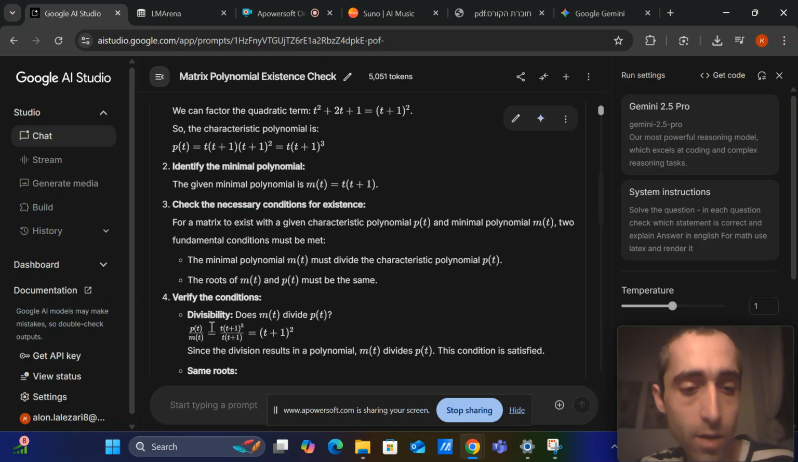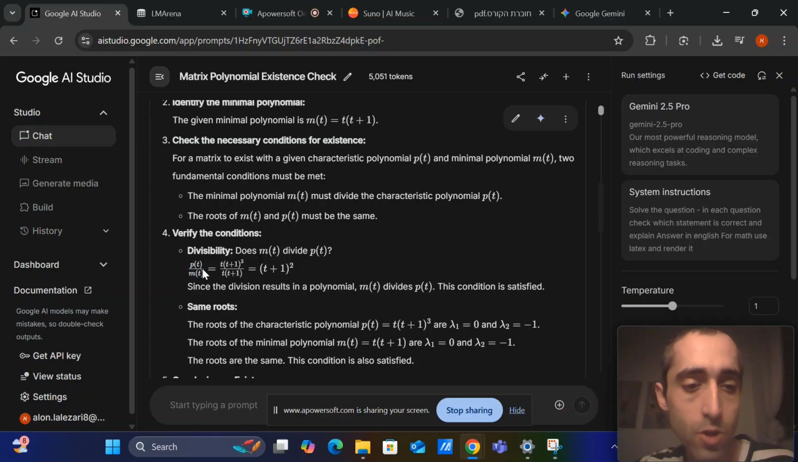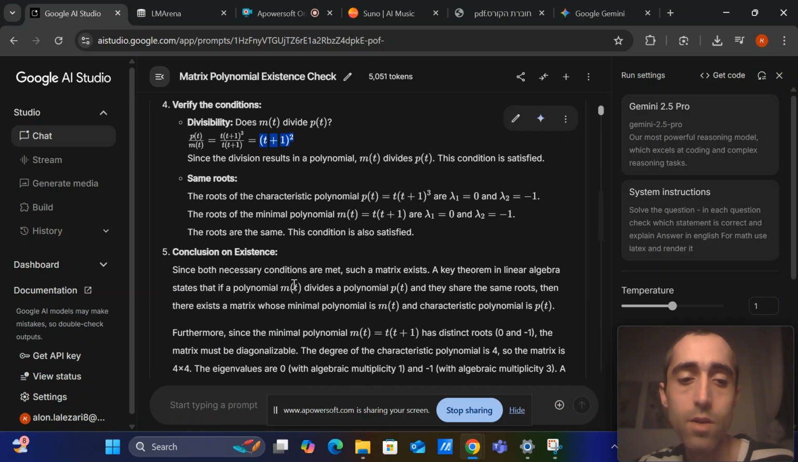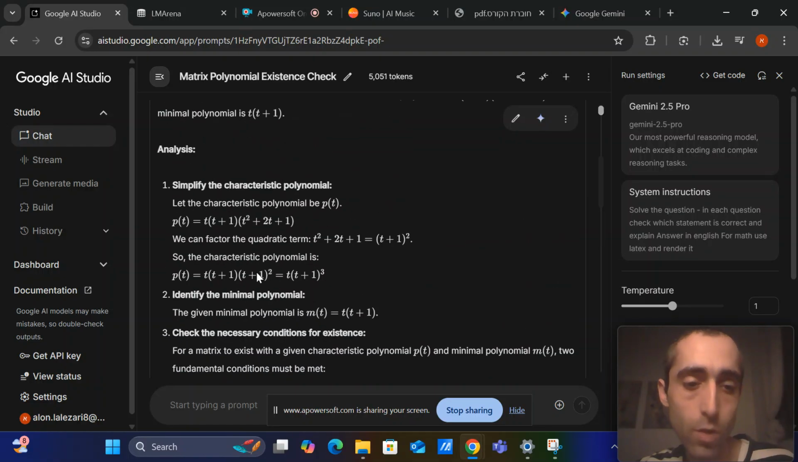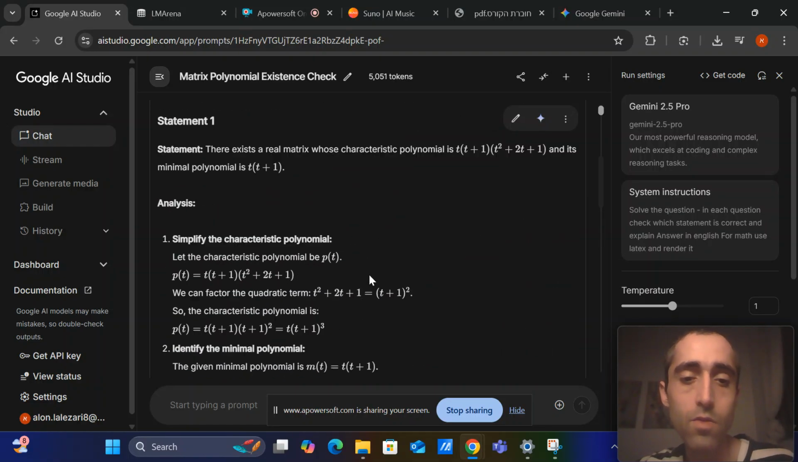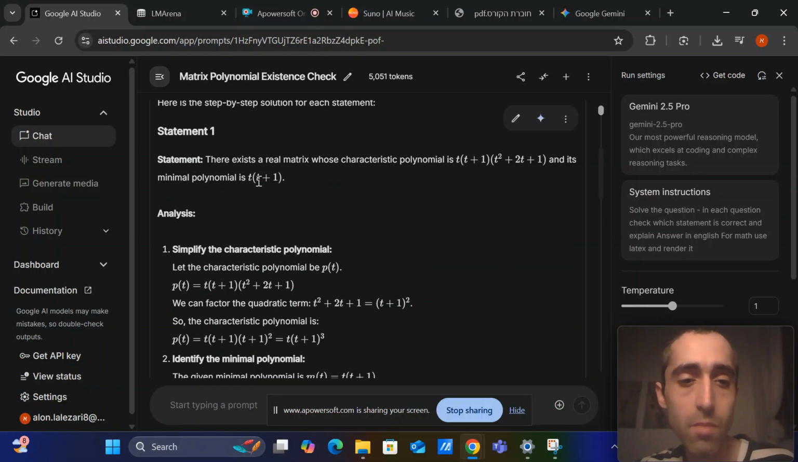Now about dividing. When I divide the characteristic polynomial by the minimal polynomial, the result is a polynomial. Therefore, the minimal polynomial does divide the characteristic polynomial. That's good. Okay, so can it be a minimal polynomial? It also should annihilate the matrix, both of them, by Cayley-Hamilton. Therefore, it will, because it has the same roots. So yes, this can be a characteristic polynomial and a minimal polynomial of a matrix.